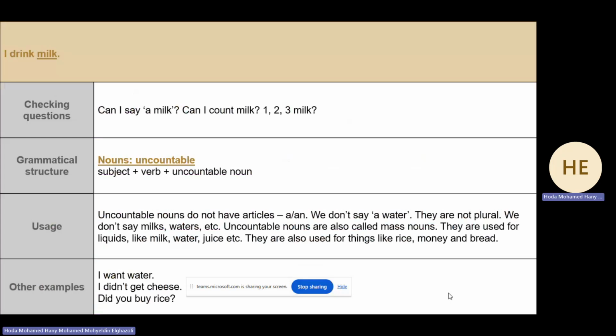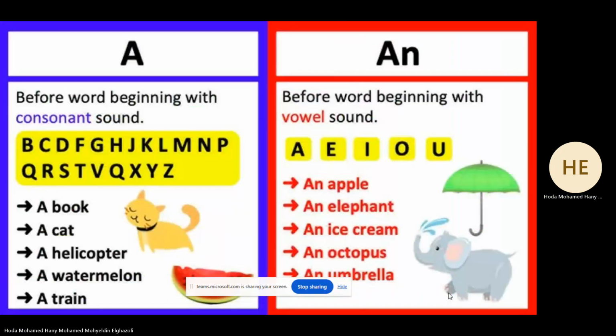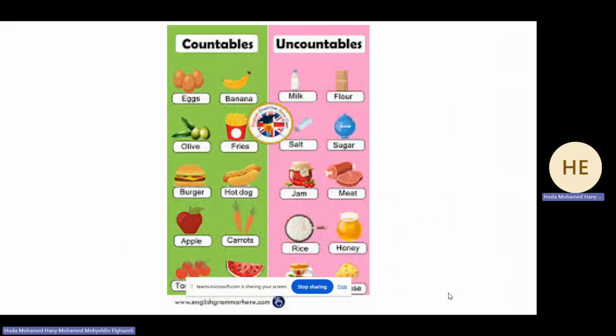So uncountable nouns are mostly liquids like milk, water, juice, or grains and granular things like rice, bread, cereal, or things like money. Look at the picture and it will be clear to you. Countable nouns like eggs, bananas, olives, fries, burgers, hot dog, and uncountable: milk, flour, salt, sugar, meat.